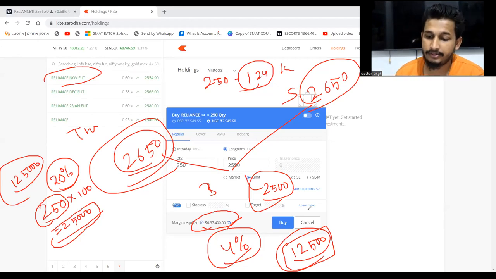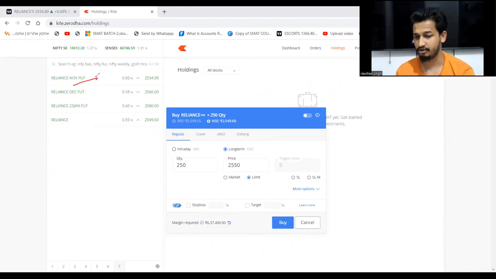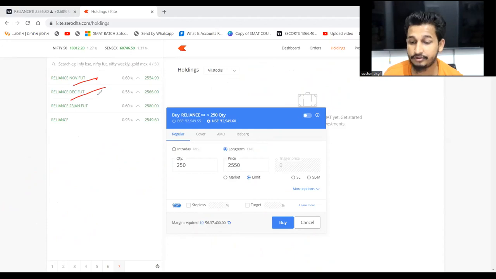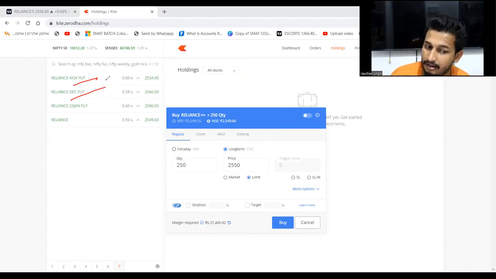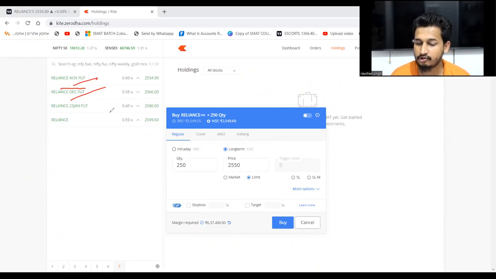Now the question was, can we hold for only a limited time? It depends which future you're having. If you're having the November future, you can hold maximum up to the last Thursday of November. If you're having the December future, maximum you can hold it up to the last Thursday of December. So you can safely go for the 23rd January future as well. You can hold it until the last Thursday of January as well. That option is also open.